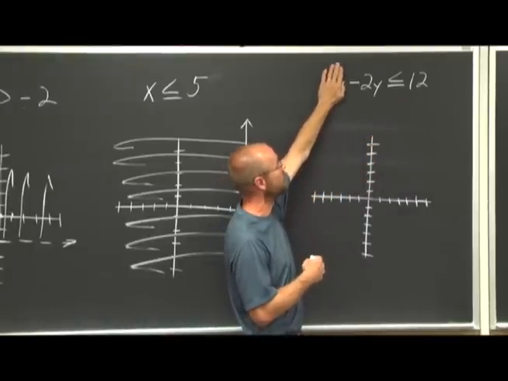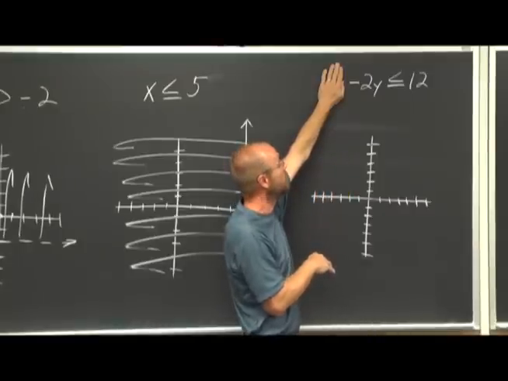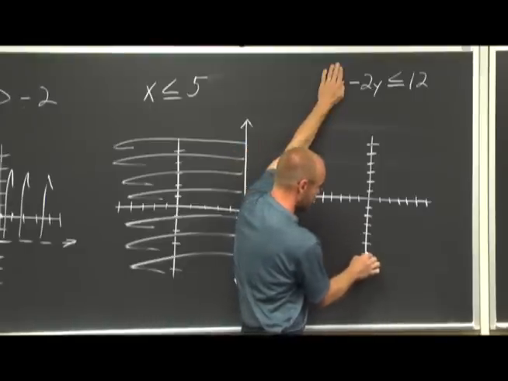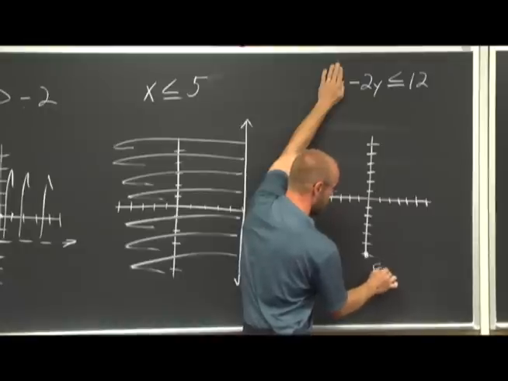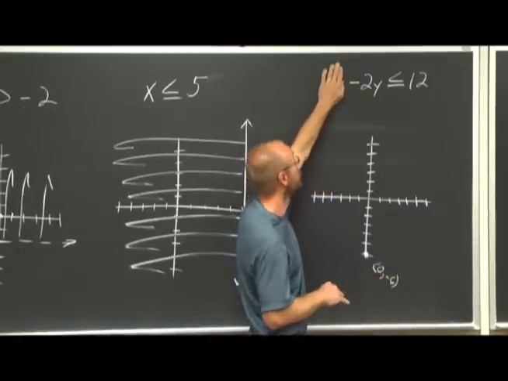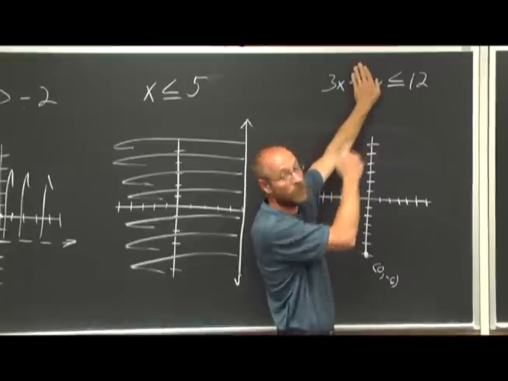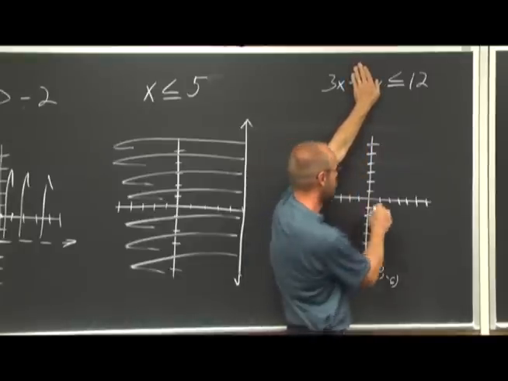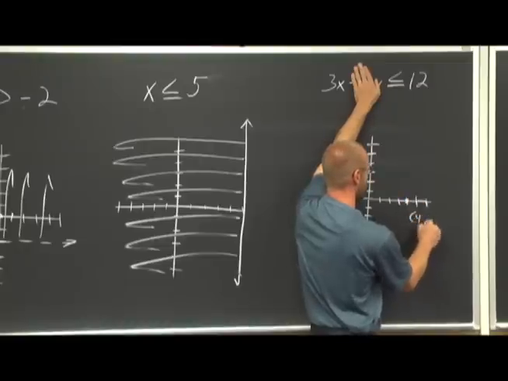So if x is 0, -2 times what value would be 12? Well, that would be a -6. So that's this value right here. When x is 0, y is -6. And maybe I'm going to be asked to label my points. So I'm going to label 0, -6. Now, if y is 0, what times 3 would give me 12? 4. So this point here is 4, 0.